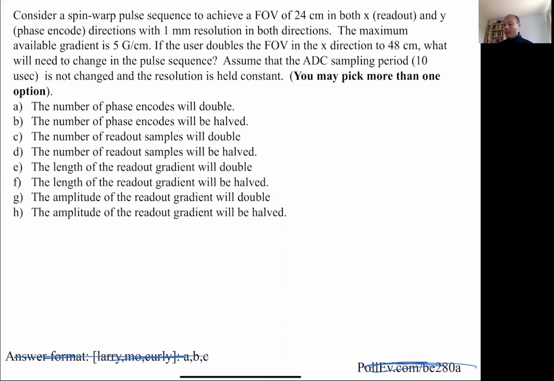So consider a spin echo pulse sequence to achieve an FOV of 24 centimeters in both the X and Y direction with 1 millimeter resolution in both directions. The maximum available gradient is 5 Gauss per centimeter. The user doubles the FOV in the X direction to 48 centimeters. What will you need to change in the pulse sequence? Assume that the ADC sampling rate, 10 microseconds, does not change and the resolution is held constant. And you may pick more than one option.